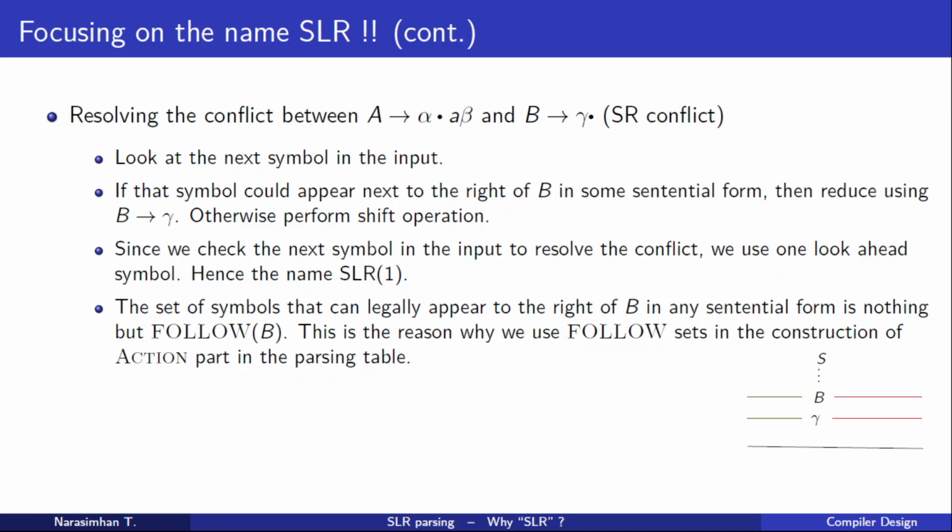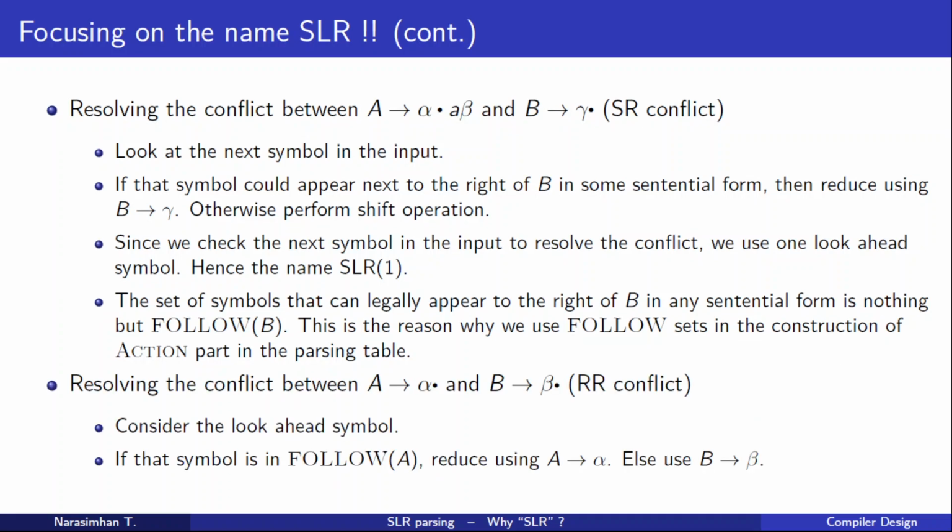How to resolve the RR conflict? It is very simple. Again, you consider the look ahead symbol. If that symbol is in follow of A, you reduce using A gives alpha. If the look ahead symbol is in follow of B, then you reduce using B gives beta. In that way you are able to resolve the RR conflict also.